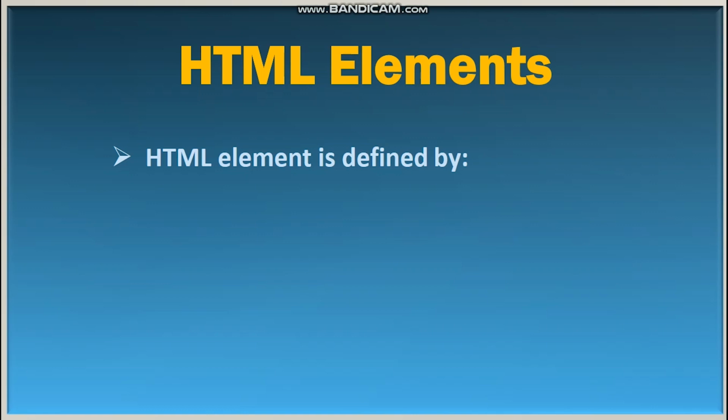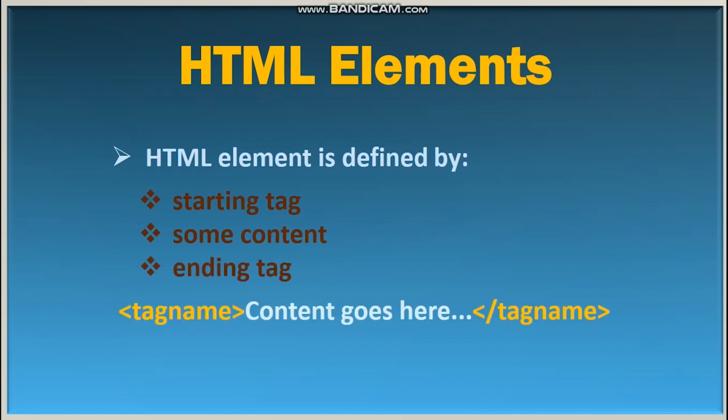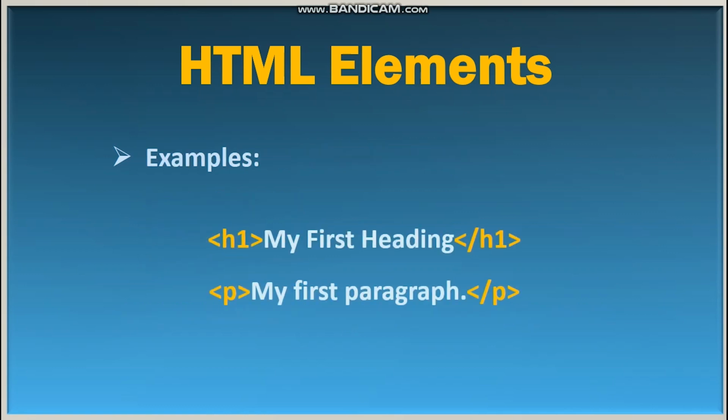HTML elements is defined by starting tag, some content, and then ending tag. You can see here an example. The HTML elements start with tag name, then some content goes here, and in the last we write ending tag. Here is examples of HTML elements when we write heading in HTML elements. So heading will start with h1 tag, h1 starting tag, then we write some heading. I wrote here my first heading, and at the end we write the closing heading tag.